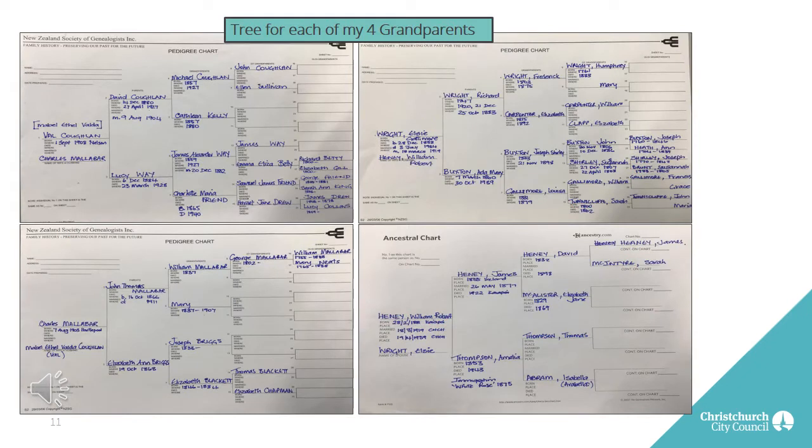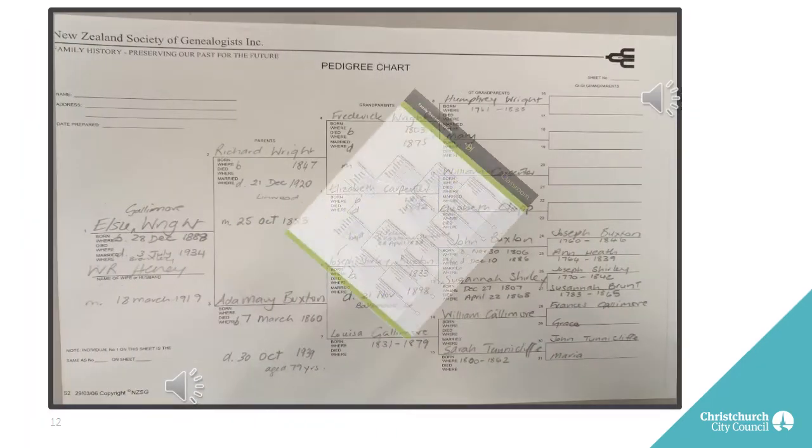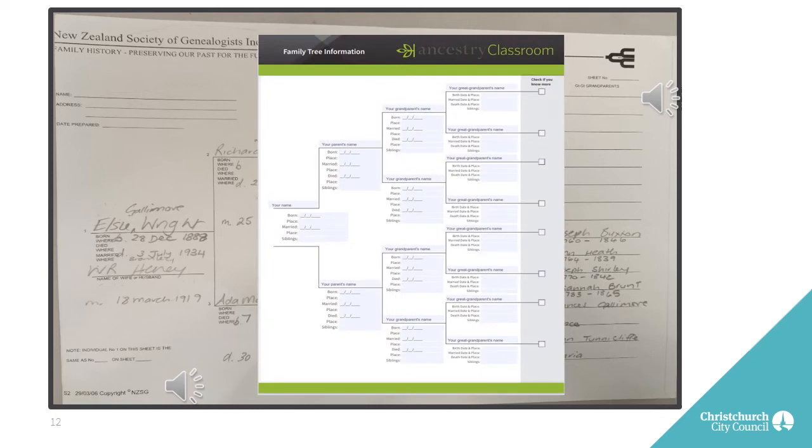Here is an example of my family trees. I started with each of my 4 grandparents, and then I went back in each of their lines. You can see that things were recorded at different times, and there is still a lot missing. Starting in pencil is a good idea, and note that charts are always evolving, like this Ancestry update.